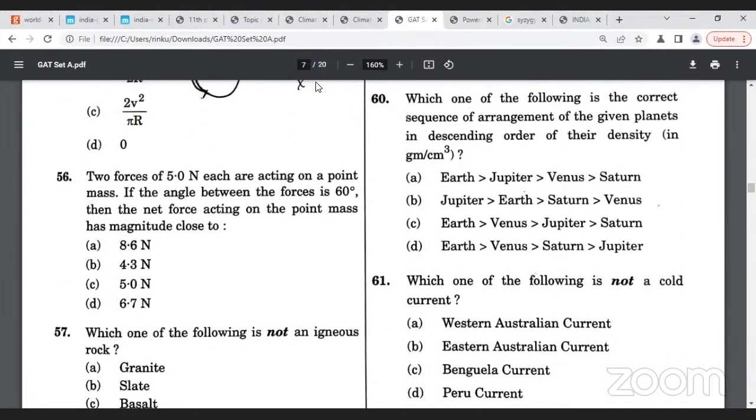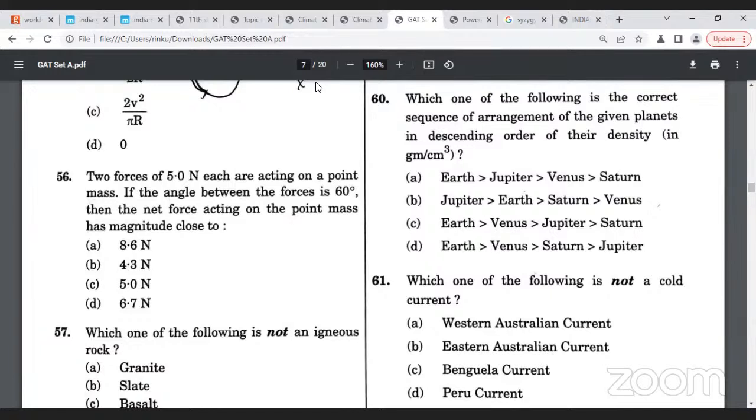Question number 16. Which one of the following is the correct sequence of arrangement of the given planets in descending order of their density in gram per centimeter cube? Now we know that the Earth is the densest planet. We also know that Saturn is the least dense of all planets. We know that Earth and Venus have pretty similar densities, and Jupiter is just slightly denser than Saturn. So logically, in descending order, Earth is the densest, followed by Venus, followed by Jupiter, followed by Saturn.